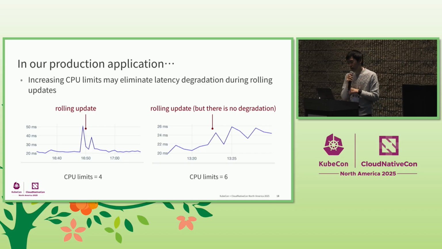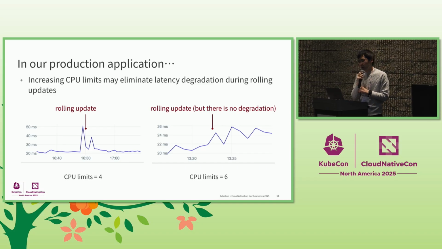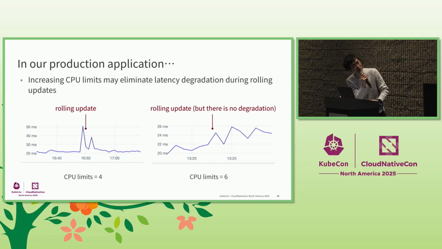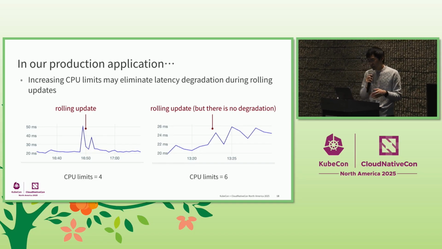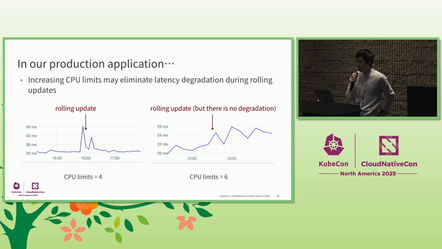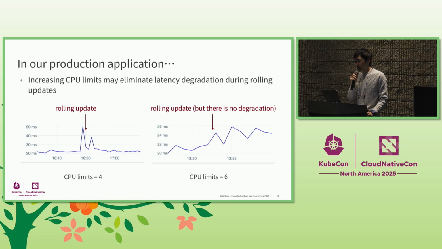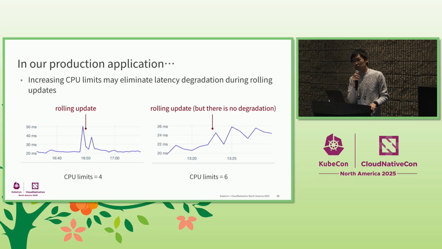And this is a real example from one of our production applications. I actually added this slide just an hour ago. So sorry, the graph is not scaled and aligned. But still, you can see that by increasing the CPU limit, the latency degradation that used to occur during rolling update has disappeared.